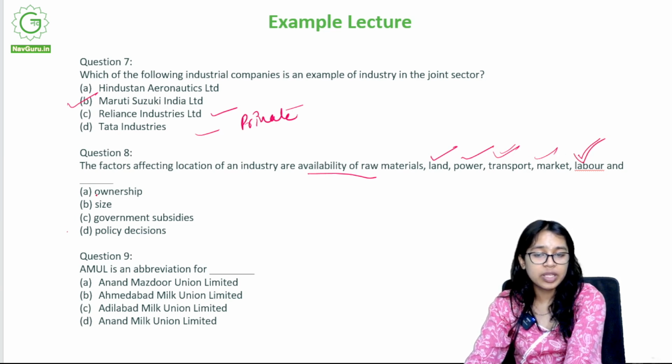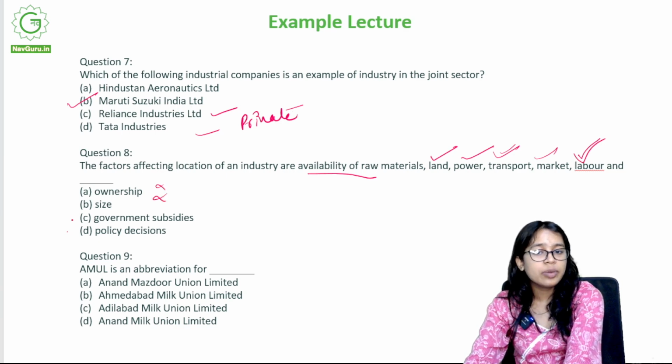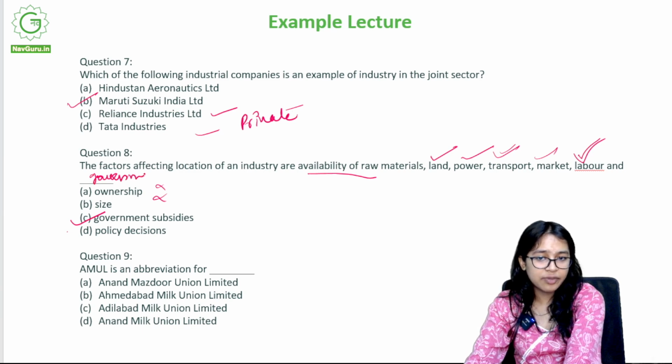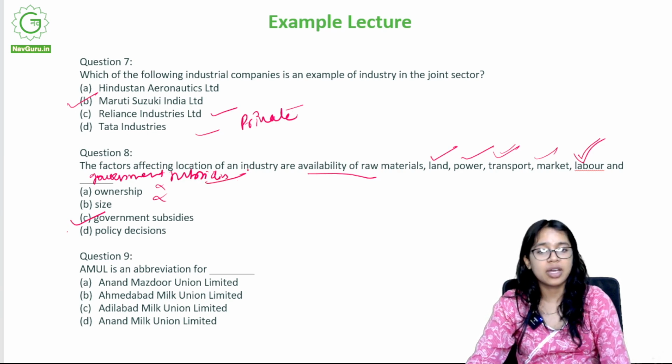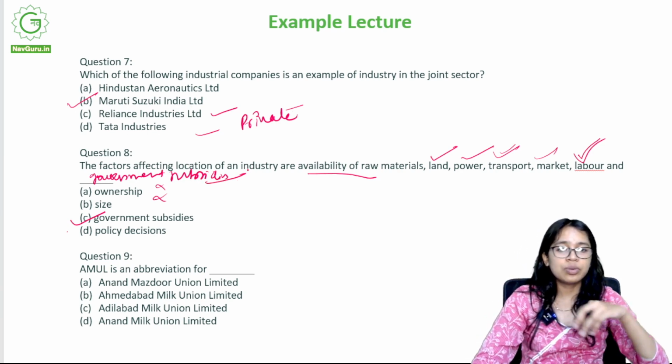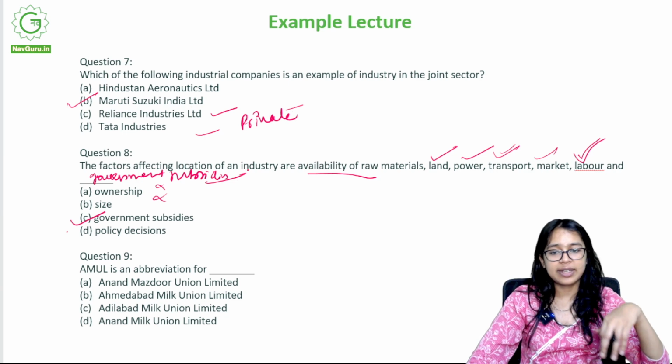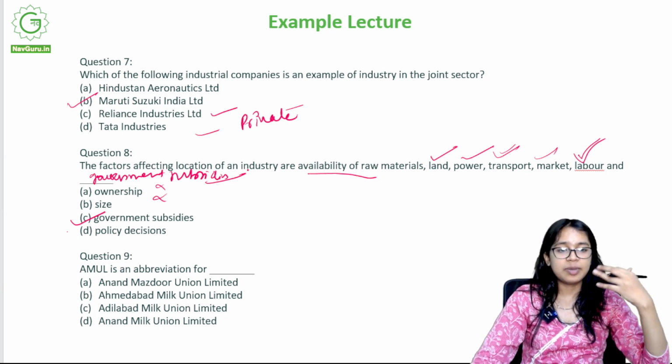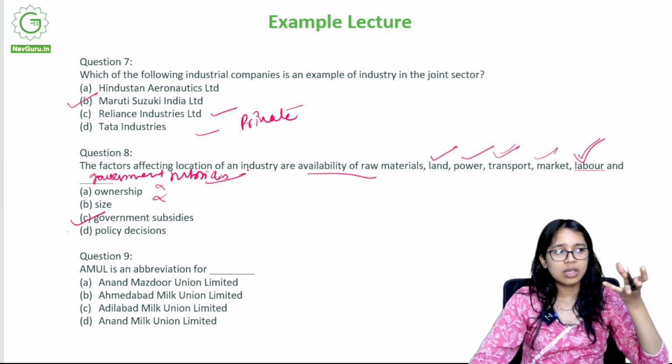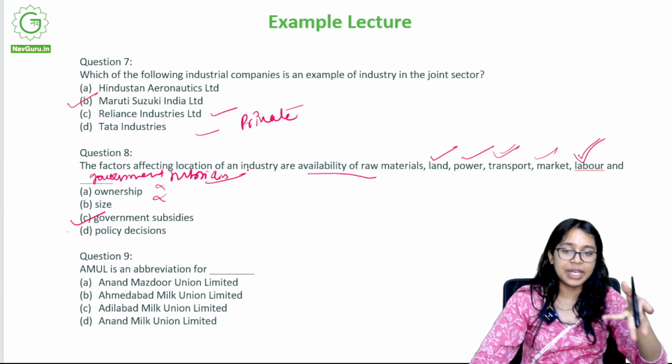And what else? We look for ownership or size? No, those are not there. We look for government subsidies, of course. So the right answer is government subsidies. If the government is willing to give us government subsidies in that area, or according to the factory that we're setting up, the location that we're setting up, government subsidies will be something that will be applied to us or not.